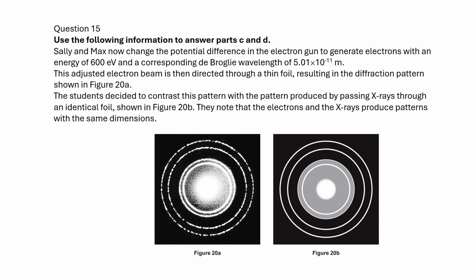In this experiment, Sally and Max adjust an electron gun to produce electrons with an energy of 600 eV and a de Broglie wavelength of 0.0501 nanometers. They then direct this electron beam through a thin foil, observing a diffraction pattern. For comparison, they also pass X-rays through the same foil and find that both the electron and X-ray diffraction patterns have the same dimensions.